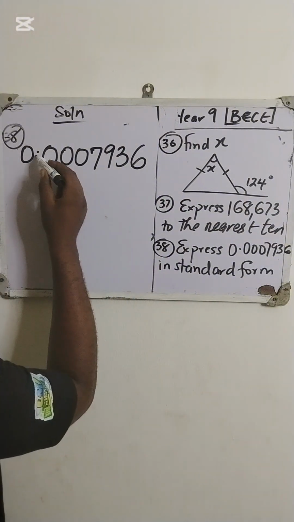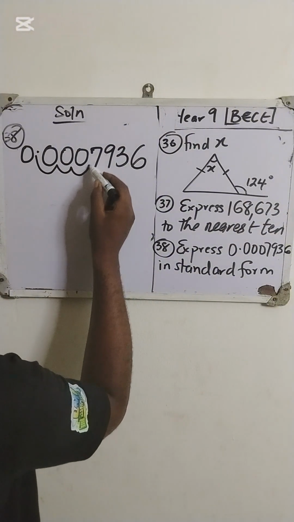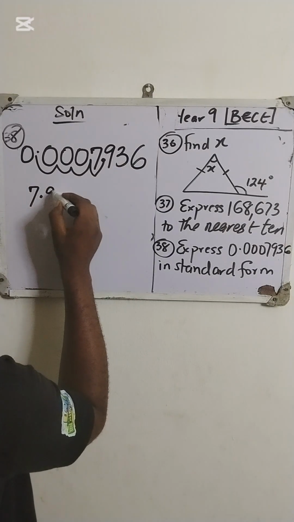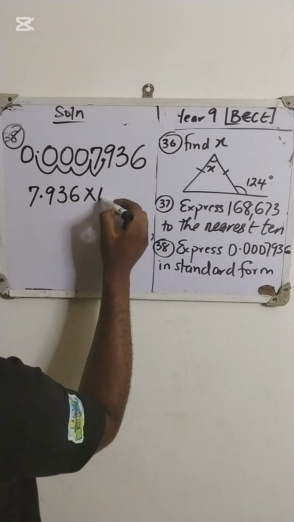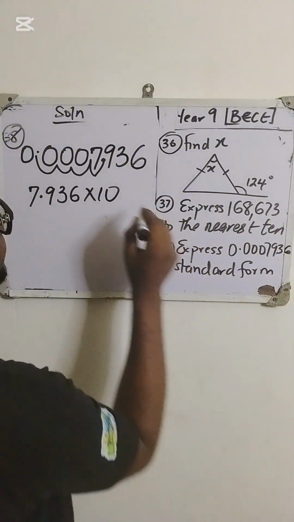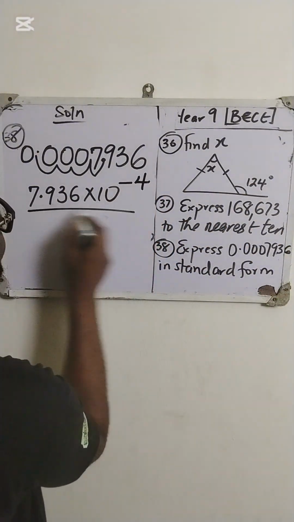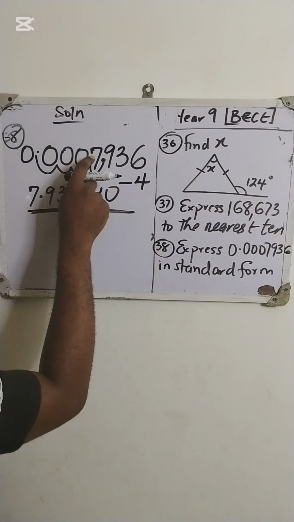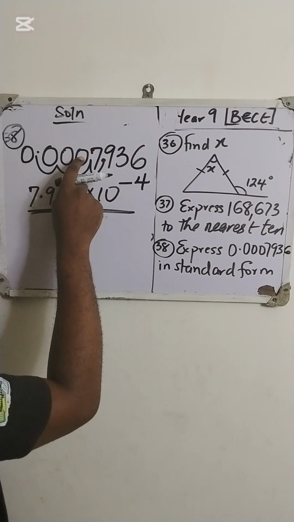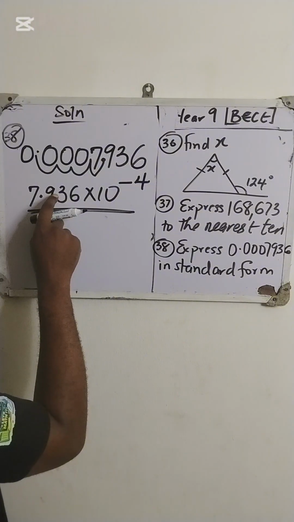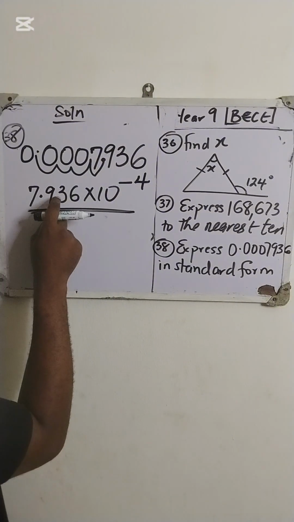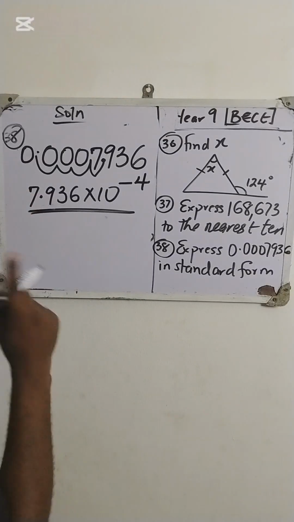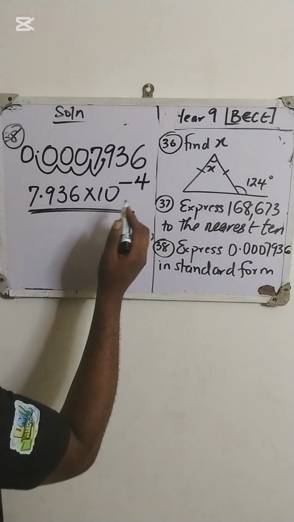So now we move 1, 2, 3, 4. So this is 7.936 times 10 raised to the power. We move to the right, it becomes a -4. This is our answer. Now remember, I said we can't stop here, because if we stop here, it's behind the 0. We can't stop behind 9. If you stop here, this is 2 digits. The decimal point is behind 2 digits. It has to be behind 1 digit, and the digit cannot be 0. So this is our final answer.